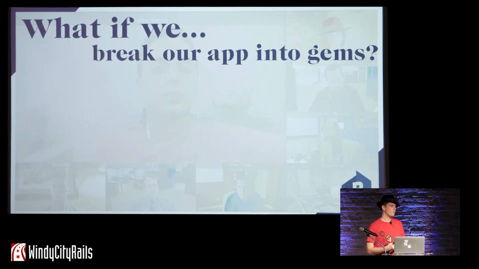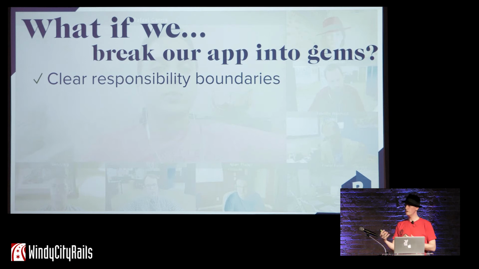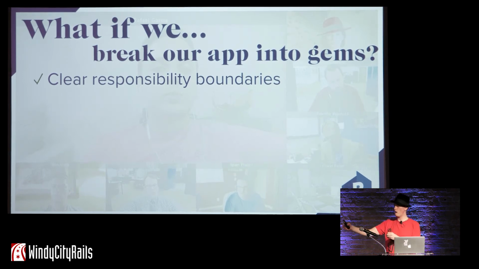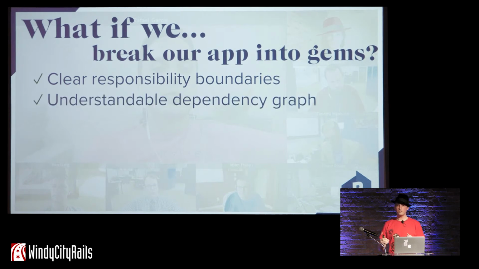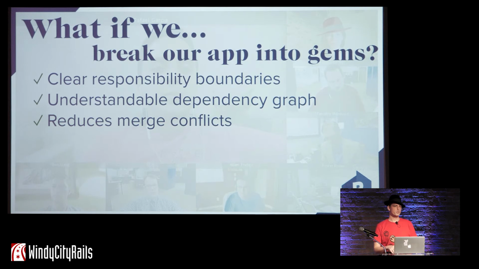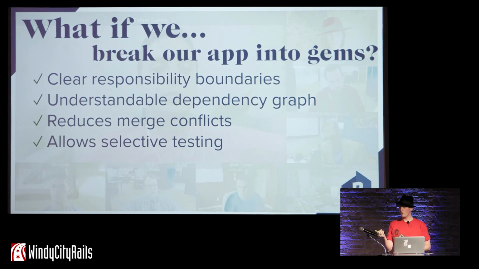So we started thinking about, what if our app was actually comprised of a bunch of different gems? Well, this is good. This gives us clear boundaries of responsibility. We know that this piece of the app depends on that piece of the app. We can build an understandable dependency graph. It'll also help reduce merge conflicts because hopefully changes can be contained within one piece of the application. Critical for our overhead, it allows us to do selective testing.